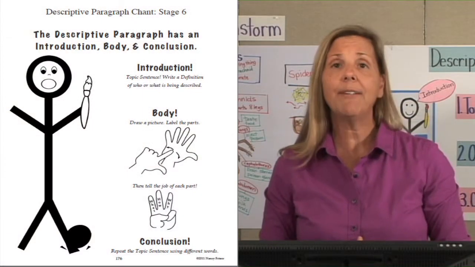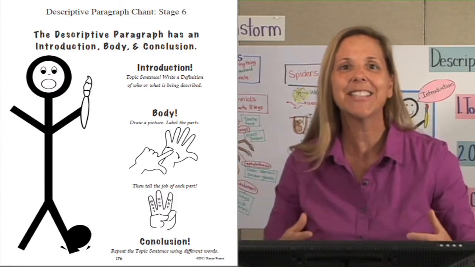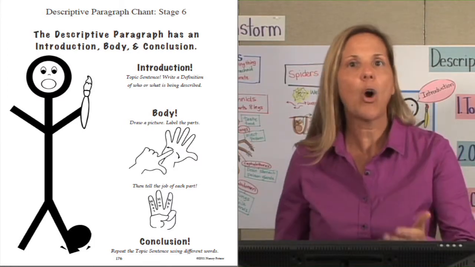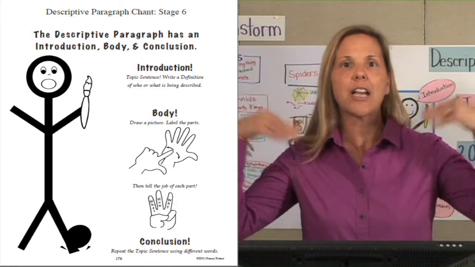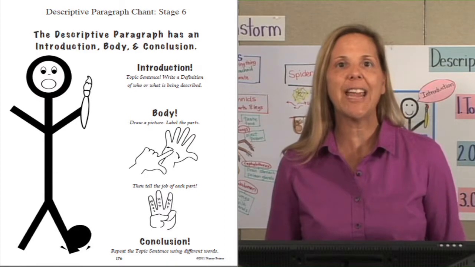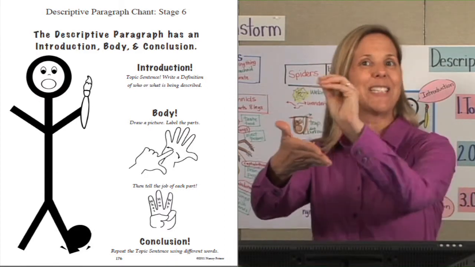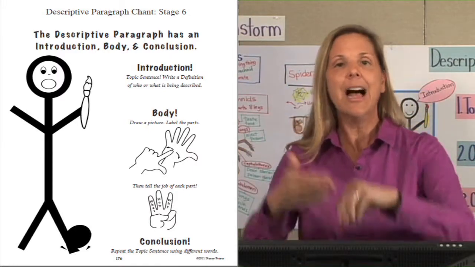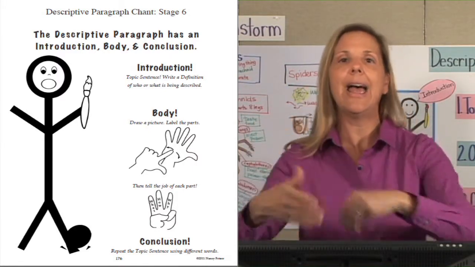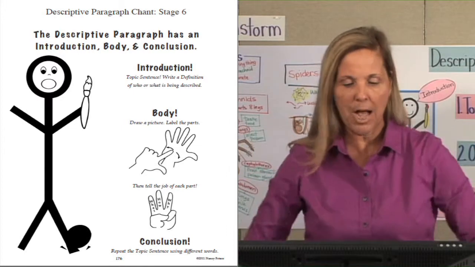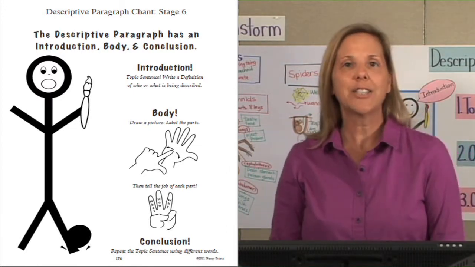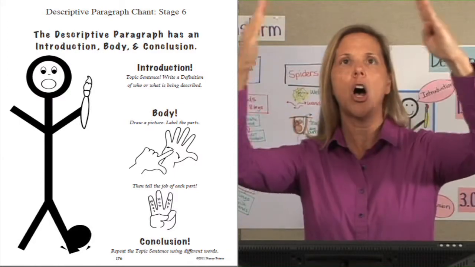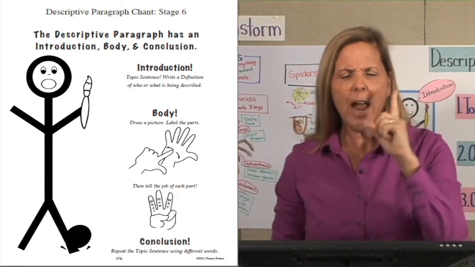The descriptive paragraph has, oh, this is great. It has the same format: introduction, body, and conclusion. We've already learned that. Let's do that part again. Ready? Let's pretend like we're drawing a picture so that we create a picture in the reader's mind. A descriptive paragraph has an introduction, body, and a conclusion. Let's go to the introduction. Ready? Introduction. Topic sentence. Write a definition.